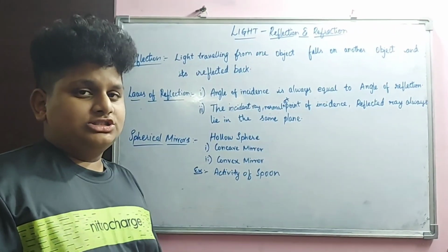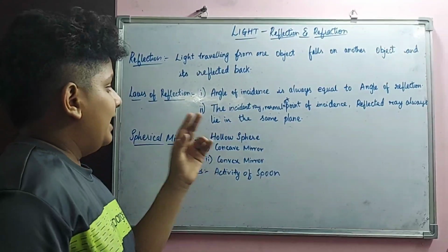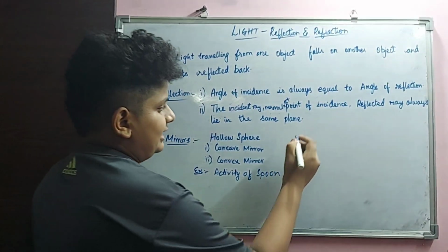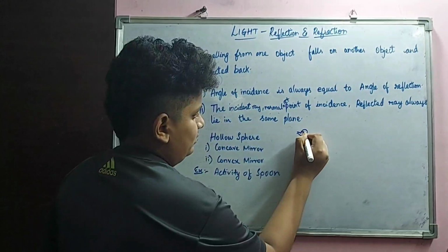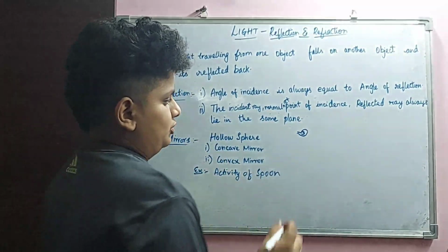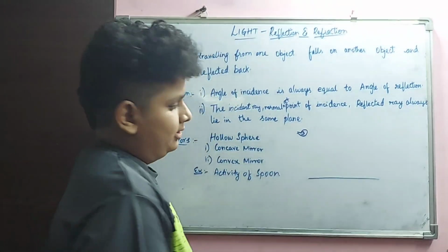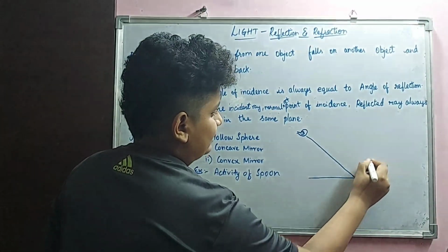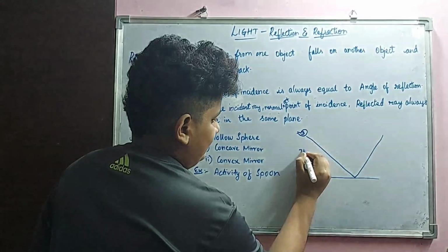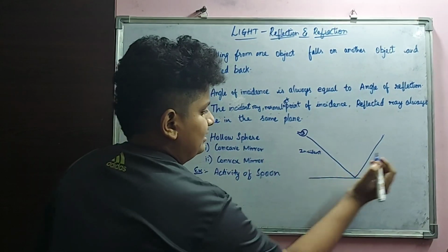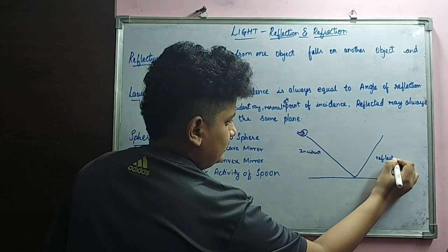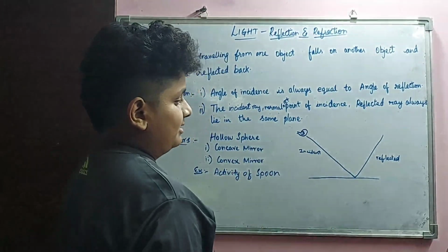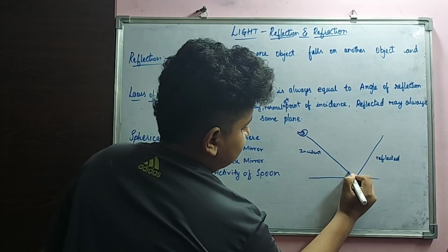Now let us see the laws of reflection. First law: the angle of incidence is always equal to the angle of reflection. Let's take a bulb here. The bulb emits light on its own, and let's take a surface here. When this bulb emits light, it hits the surface and gets reflected back. Here, this is the incident ray, and this is the reflected ray. So this is the point of incidence.